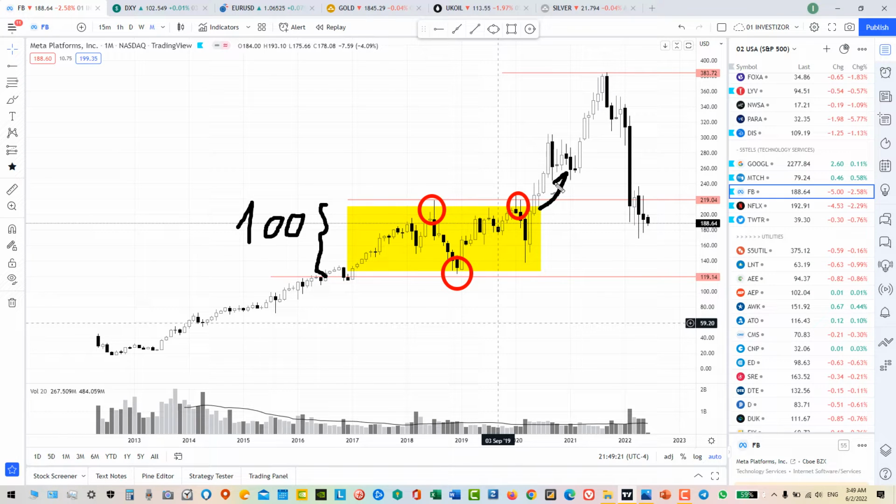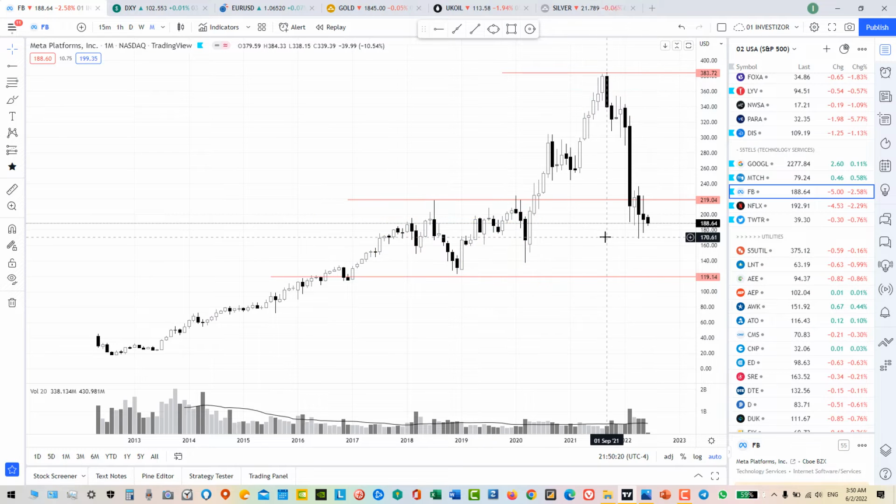Later on, it managed to break through the resistance, marking a new high around 380, which is the historical high for the Facebook or recently Meta Platforms. These are the most important key levels on the monthly chart. Now we check the long and medium term picture over the weekly chart.